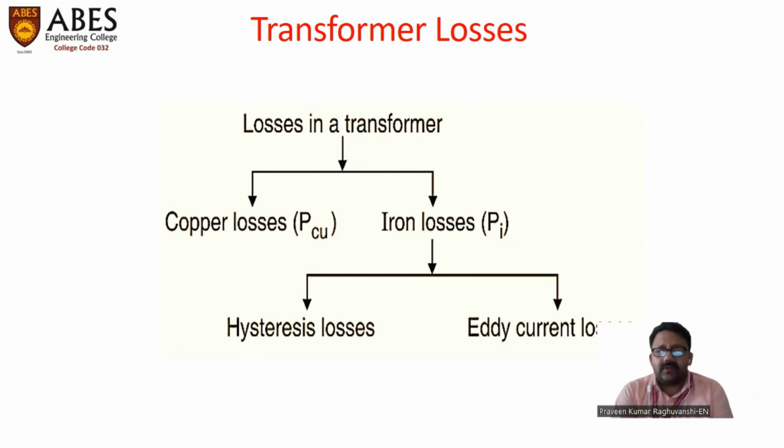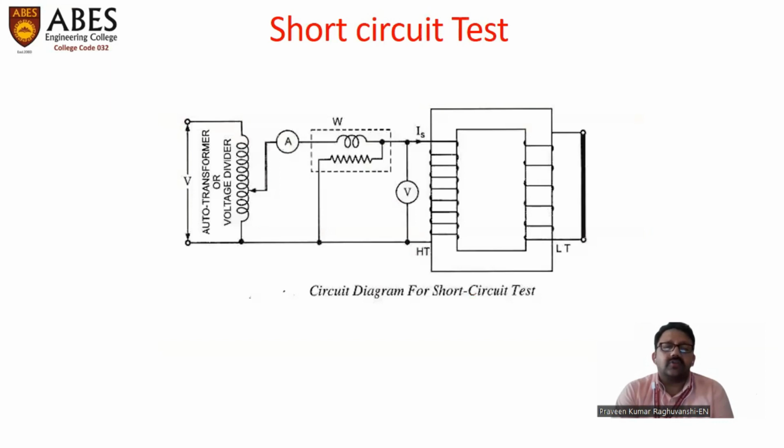For measurement of copper losses, we perform the short circuit test. Here we can see the experimental setup of the short circuit test. In the short circuit test, on the primary side of the transformer, we connect an ammeter, a wattmeter and a voltmeter.